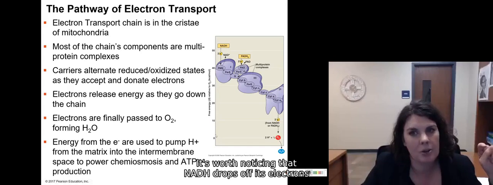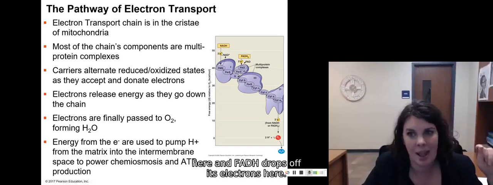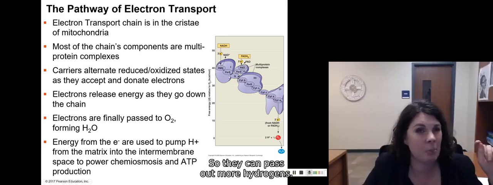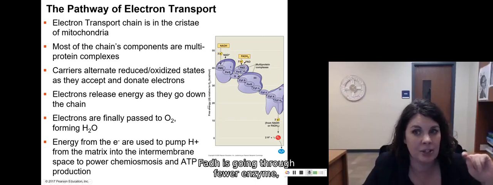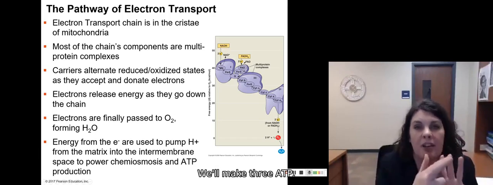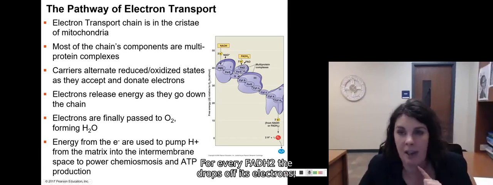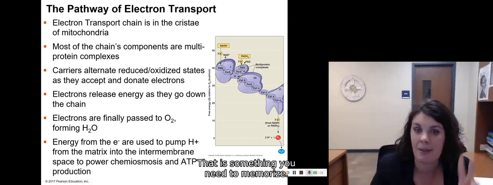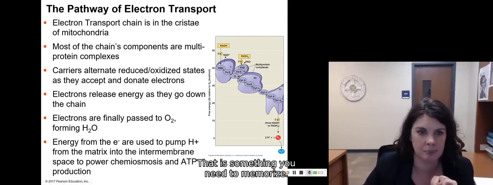It's worth noticing that NADH drops off its electrons here, and FADH2 drops off its electrons here. So NADH, those electrons are going through more enzymes, so they can pass out more hydrogens. FADH2 is going through fewer enzymes, so they can pass out fewer hydrogens. So for every NADH that drops off its electrons, we will make 3 ATP. For every FADH2 that drops off its electrons, we make 2 ATP. That is something you need to memorize.